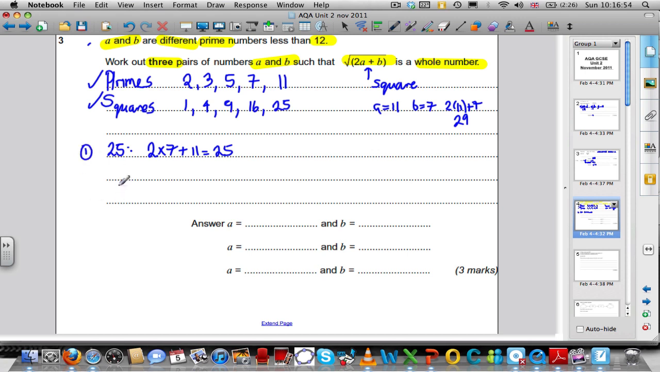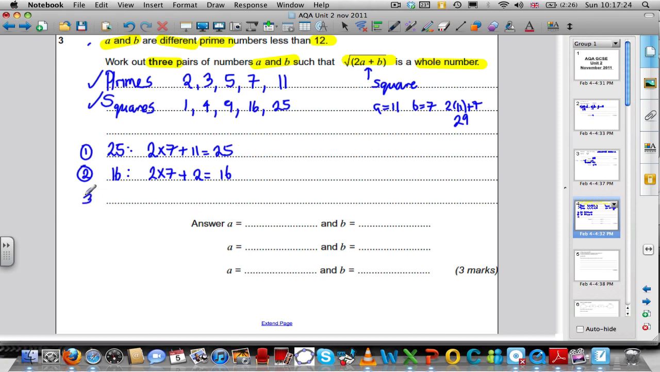Okay, any other ways to do it? Well, let's try and get, say, 16, for example. How could we get 16? Well, what we could do is we could do 2 times the 7 again. That would give us 14, but this time add the prime 2 and we get 16. So that's another pair for us. And is there any other way we could do it? Let's have a think about this.